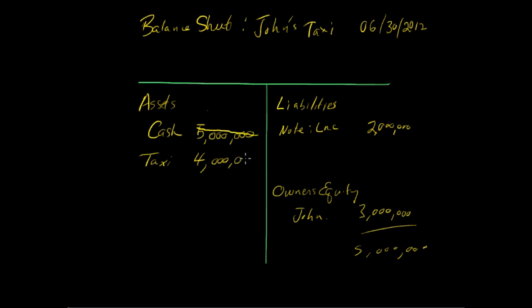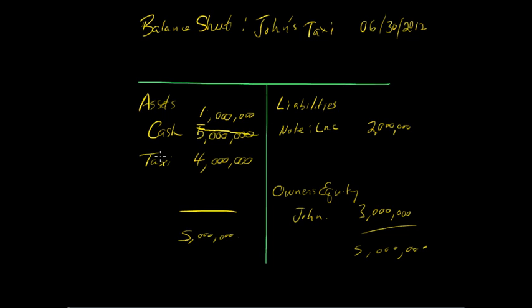So we have an asset worth 4 million. And the cash remaining is how much? That's right, 1 million remaining in cash, and the total is still 5 million on this side. And over on this side we have total liabilities plus owner's equity of 5 million. It's still balancing.